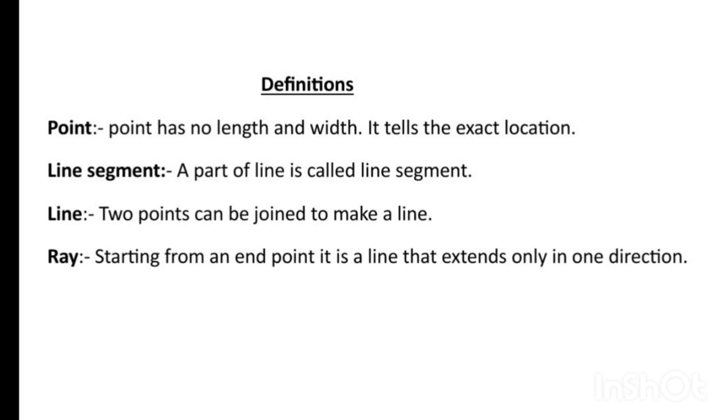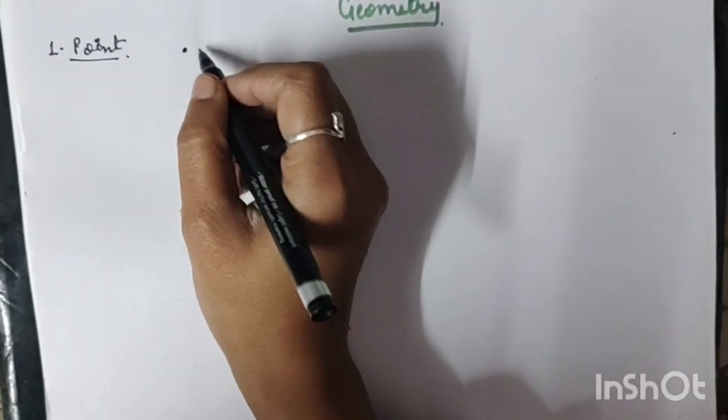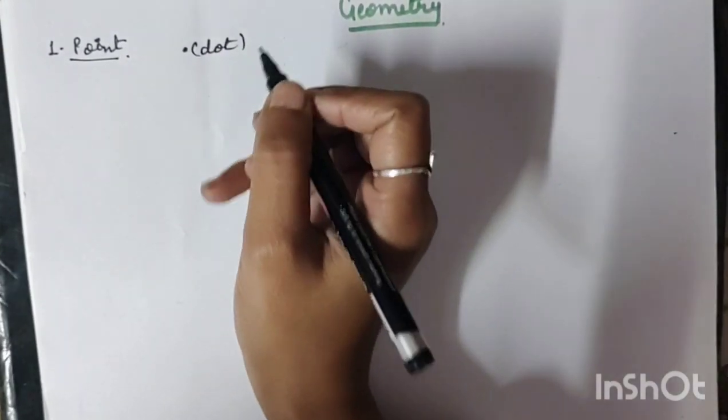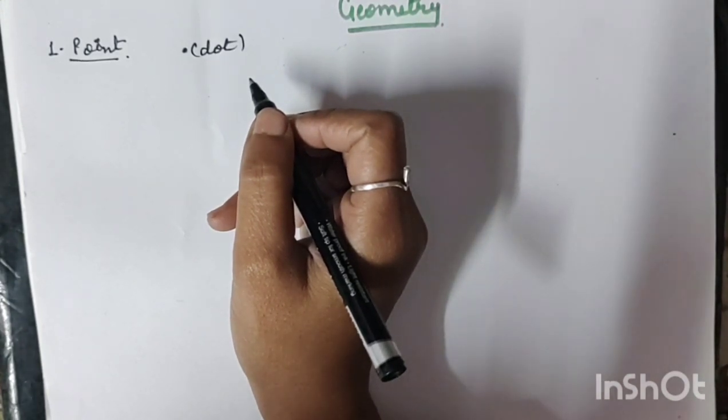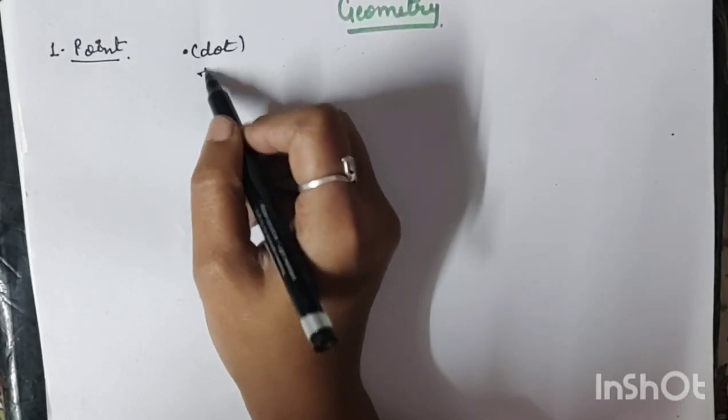First of all, you should know all the basic terms of geometry, in which I have prepared some points: point, line segment, line and ray. First of all, point. Point has no length and width, it tells the exact location. What is point? Point is represented by a dot and it has no length, width, height. Point has nothing. This is a simple dot. It can be denoted by it.